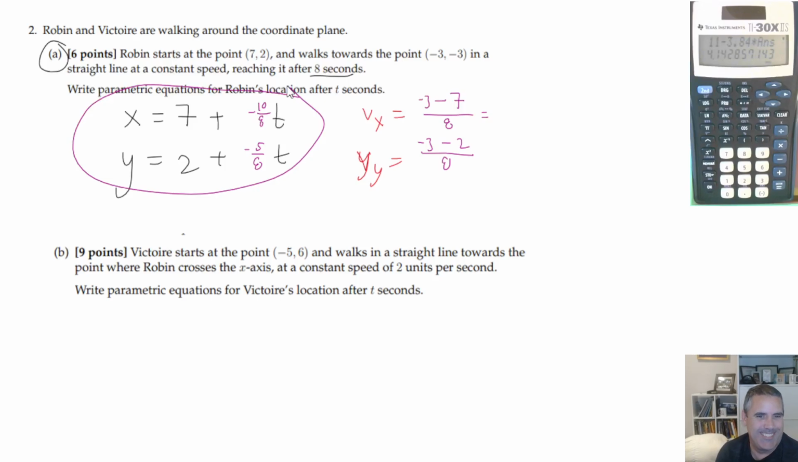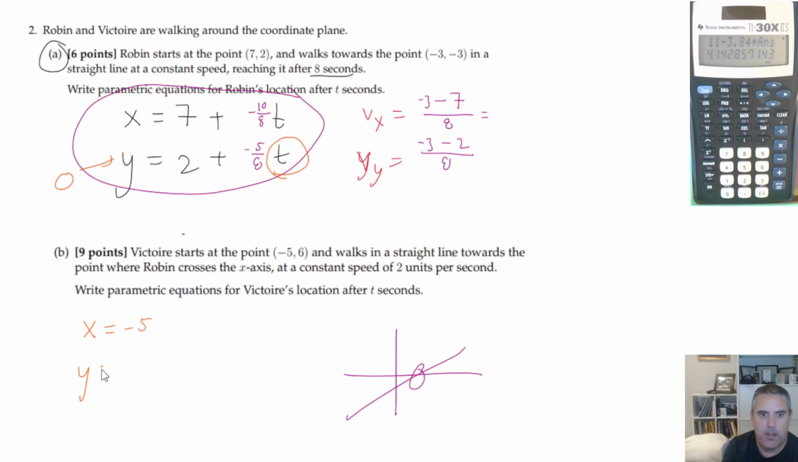Victoire starts at the point -5, 6 and walks on a straight line to the point where Robin crosses the x-axis. Oh, crossing the x-axis. So maybe like here. Well, that would mean y is 0. So we're going to do that, y is 0. We're going to find the time. We have the speed. So there we go. I mean, in this one, you know where they're starting. -5, 6. T. What does it say how long? Crosses at a constant speed of 2 units per second.